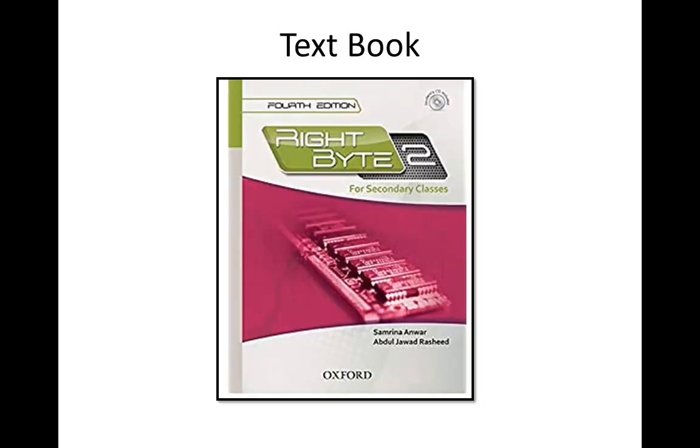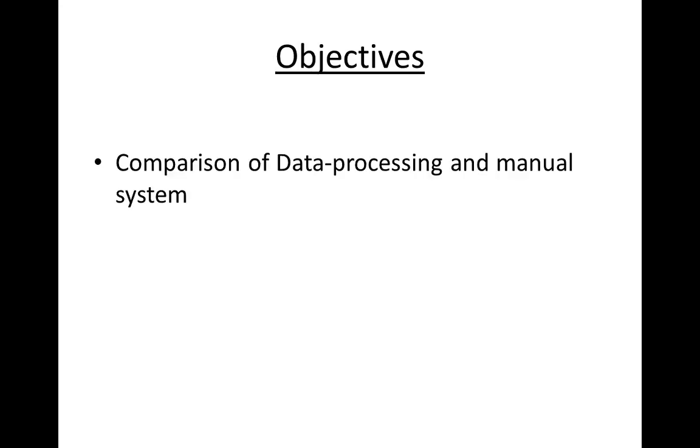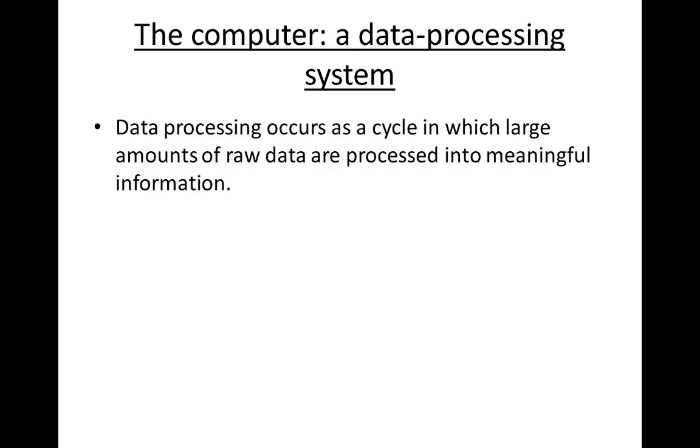The textbook we are following is Write Byte 2. The contents page tells us that chapter number 1 starts from page number 2. Objectives of this lecture are to compare manual systems and computerized systems and also to study the advantages of computerized systems. We will study pages 7, 8, 9 and 10 in this lecture. Please open page number 7 of your book.